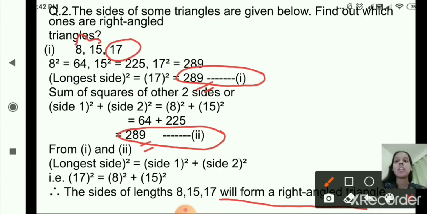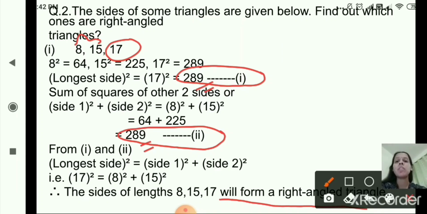Now which is the hypotenuse here? Hypotenuse is always the longest side. So 17, what is the 17 square? 289. Which are the other two sides? That is 8 and 15. What is the sum of the squares of other two sides? 289. So longest side square is equal to sum of the squares of other two sides. Because of this, these sides 8, 15 and 17 are forming a right angle triangle. Okay, hope you are clear with this sum.